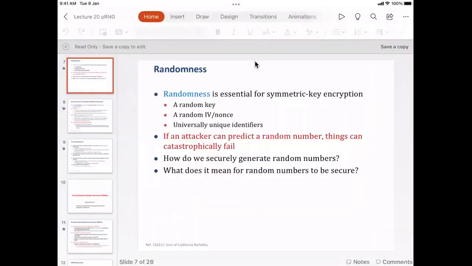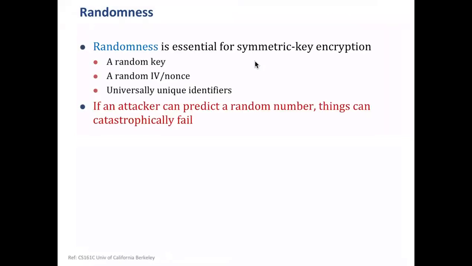So the key that we choose has to be random. Then we have studied the concept of IV, initialization vector, or nonce. That also has to be random. And sometimes we also use a universally unique identifier, and that also has to be random.